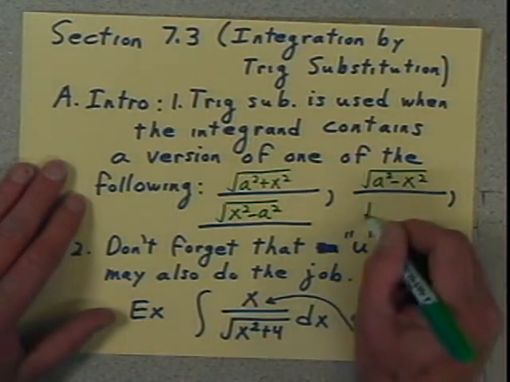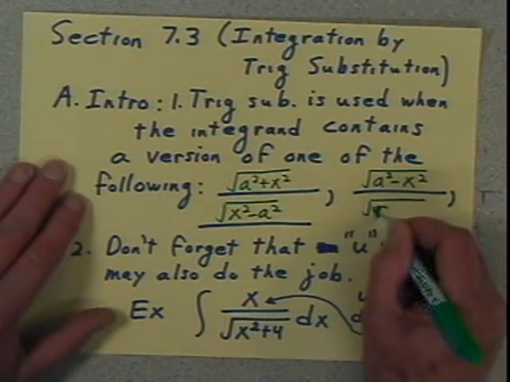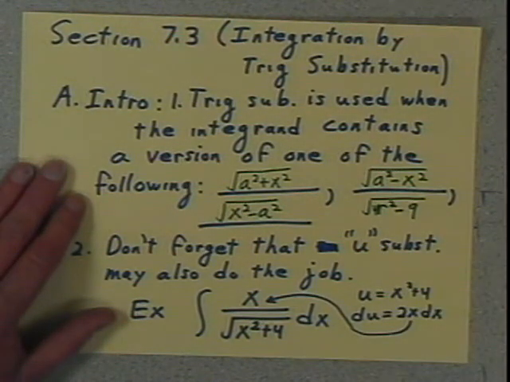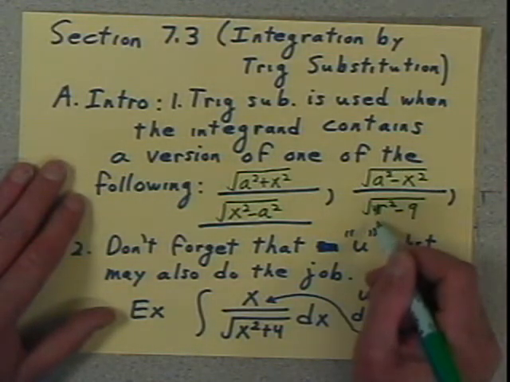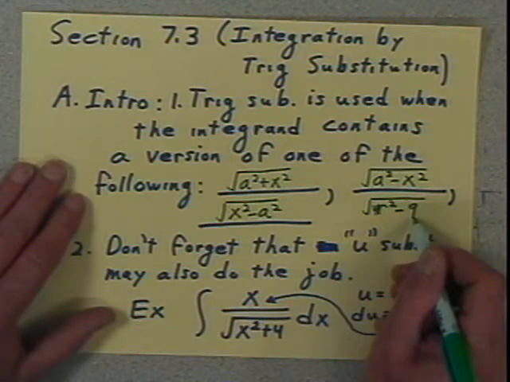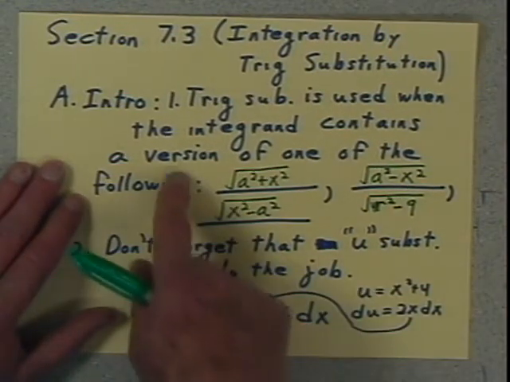If you had something like the square root of 4r squared minus 9, I think that would fit one of these. Yes, I know there's no x, but that's okay, because x could have been like 2r. And the a, of course, would be 3. So it's not always going to fit one of these perfectly, but it'll be a version of one of these.